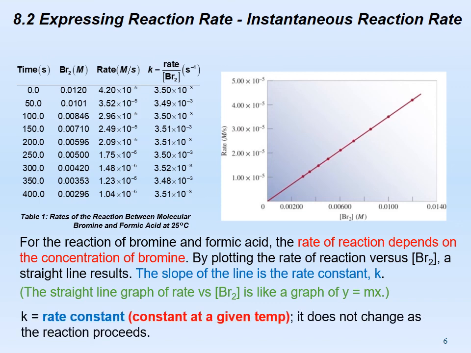K is the rate constant. It is constant at a given temperature. It does not change as the reaction proceeds.